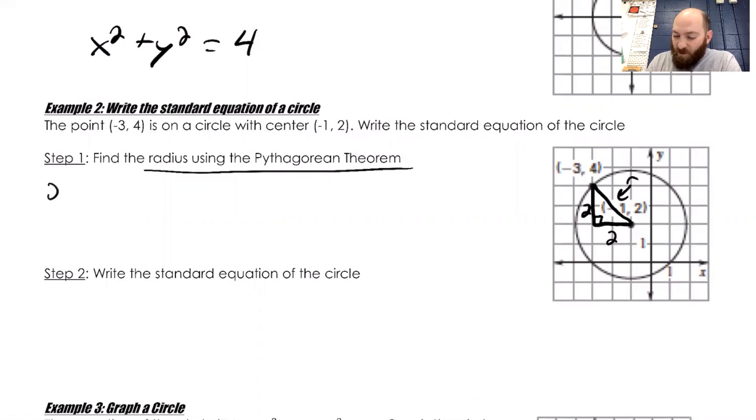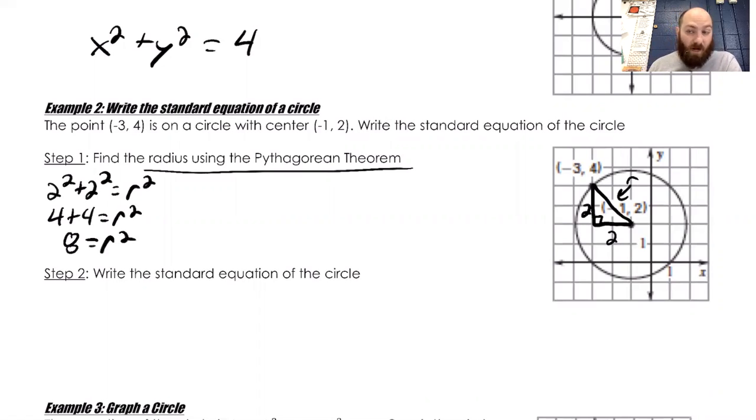So I do Pythagorean theorem. I'm going to say 2 squared plus 2 squared is equal to R squared. And then that's 4 plus 4 equals R squared. And then that is going to give me 8 equals R squared. Now, if I want the actual value of the radius, I can go ahead and take the square root. Well, if you remember from before, and I break that down, this is going to turn into 2 root 2. Okay? But I want the equation for the circle. So I'm actually going to leave this R squared as 8.